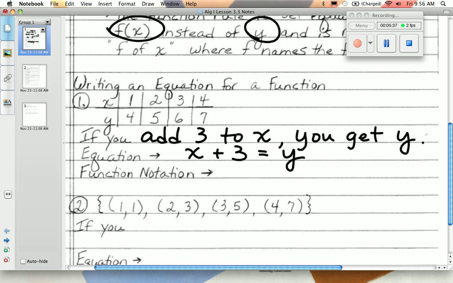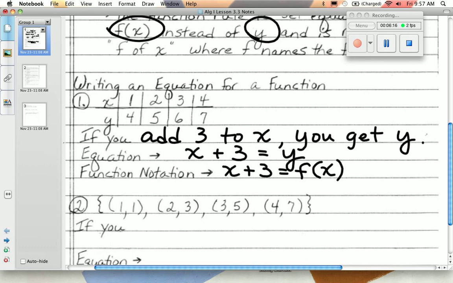Is it a function, first of all? Can we be sure that it is a function? Look at that table. Why? Each x value only has one y value, doesn't it? So it is a function, so then we can write this in function notation. In place of the y, we're going to put f of x. So x plus 3 equals f of x. Remember, y and f of x really are interchangeable. They mean the same thing as long as it is a function.